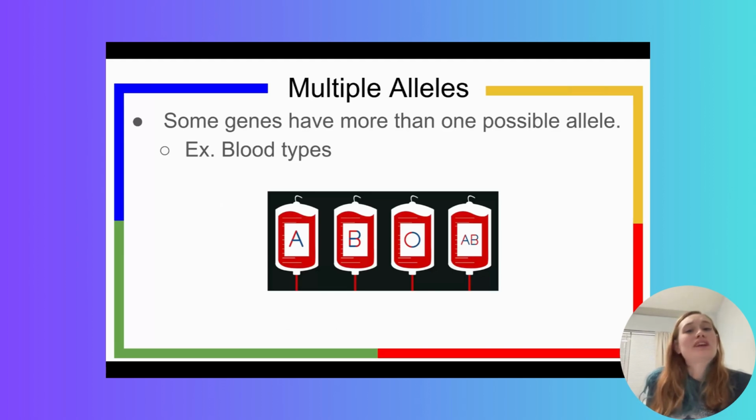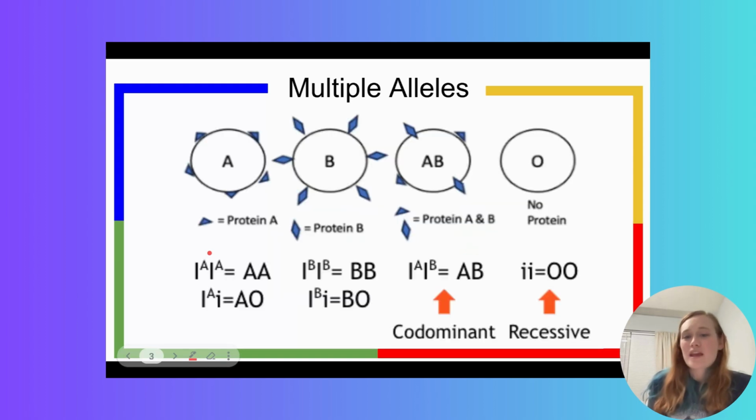So the first one we're going to be looking at is multiple alleles. Multiple alleles is when your genes have more than one possible allele in order to give you your trait. A good example of multiple alleles is your blood types. So we have your ABO blood types. You have blood type A, blood type B, blood type O, and blood type AB. If you look at AB, that is actually a combination of A and B, so this is a co-dominant trait. Multiple alleles is a type of complex inheritance.